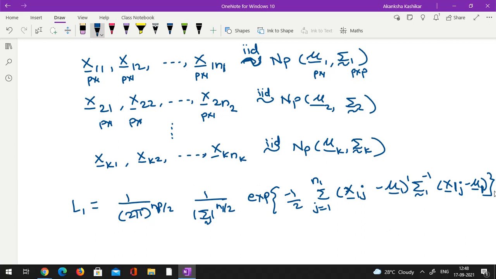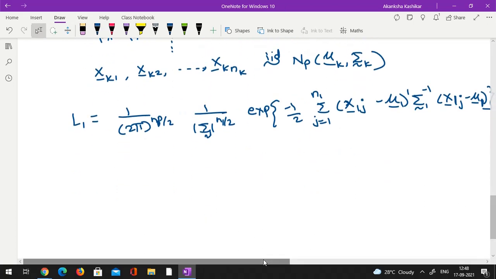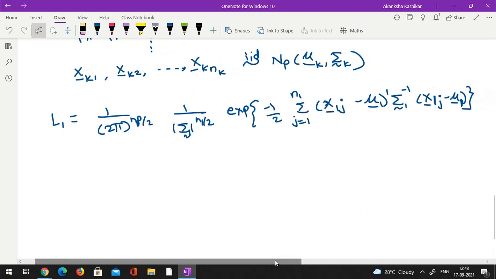2 pi raised to n1 p by 2, 1 upon determinant of sigma 1 raised to n1 by 2, e raised to minus half, sum over j going from 1 to n1, because this is 1 to n1 and the x1 part is there, x1j minus mu 1 prime sigma inverse x1j minus mu 1. This is the likelihood for the first population. Everyone with me so far? Yes, ma'am.